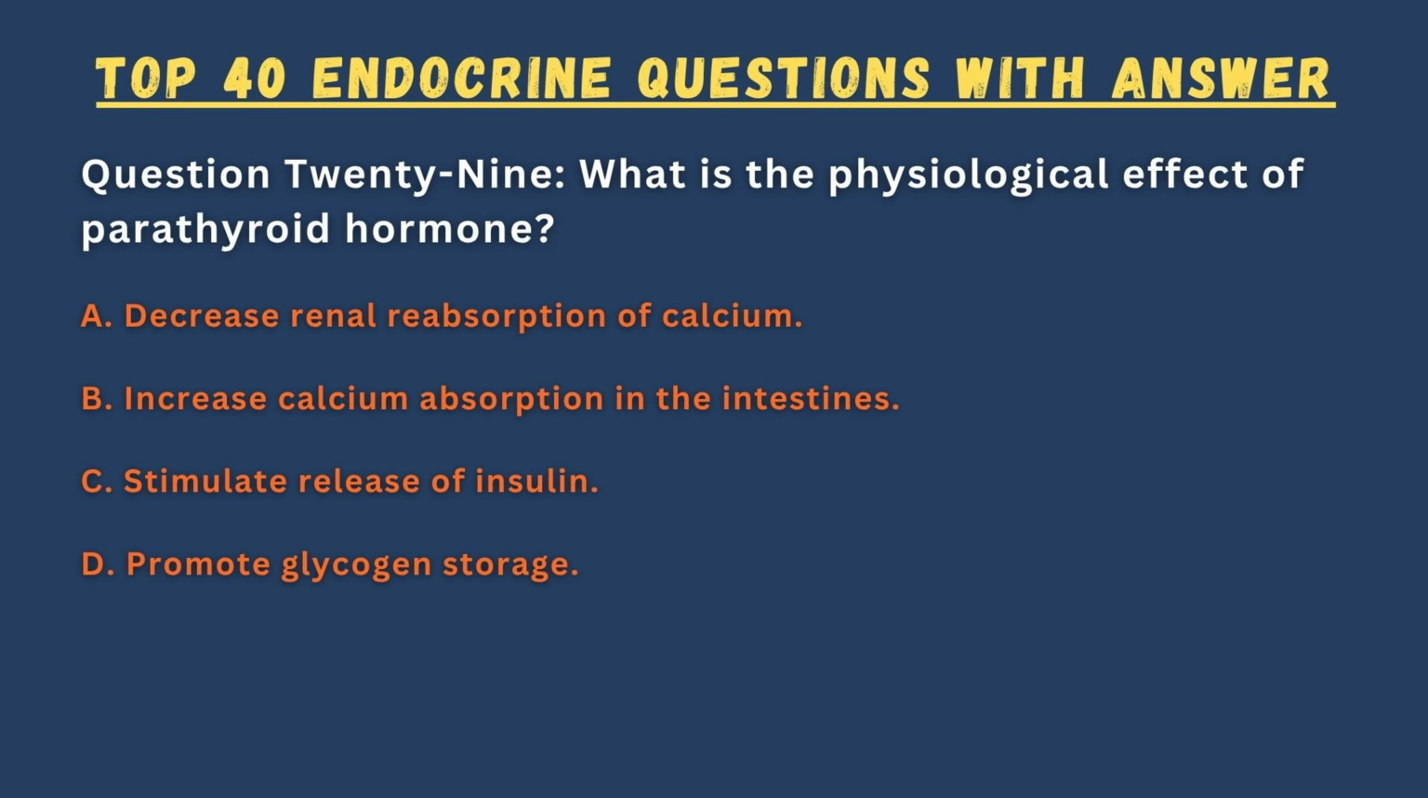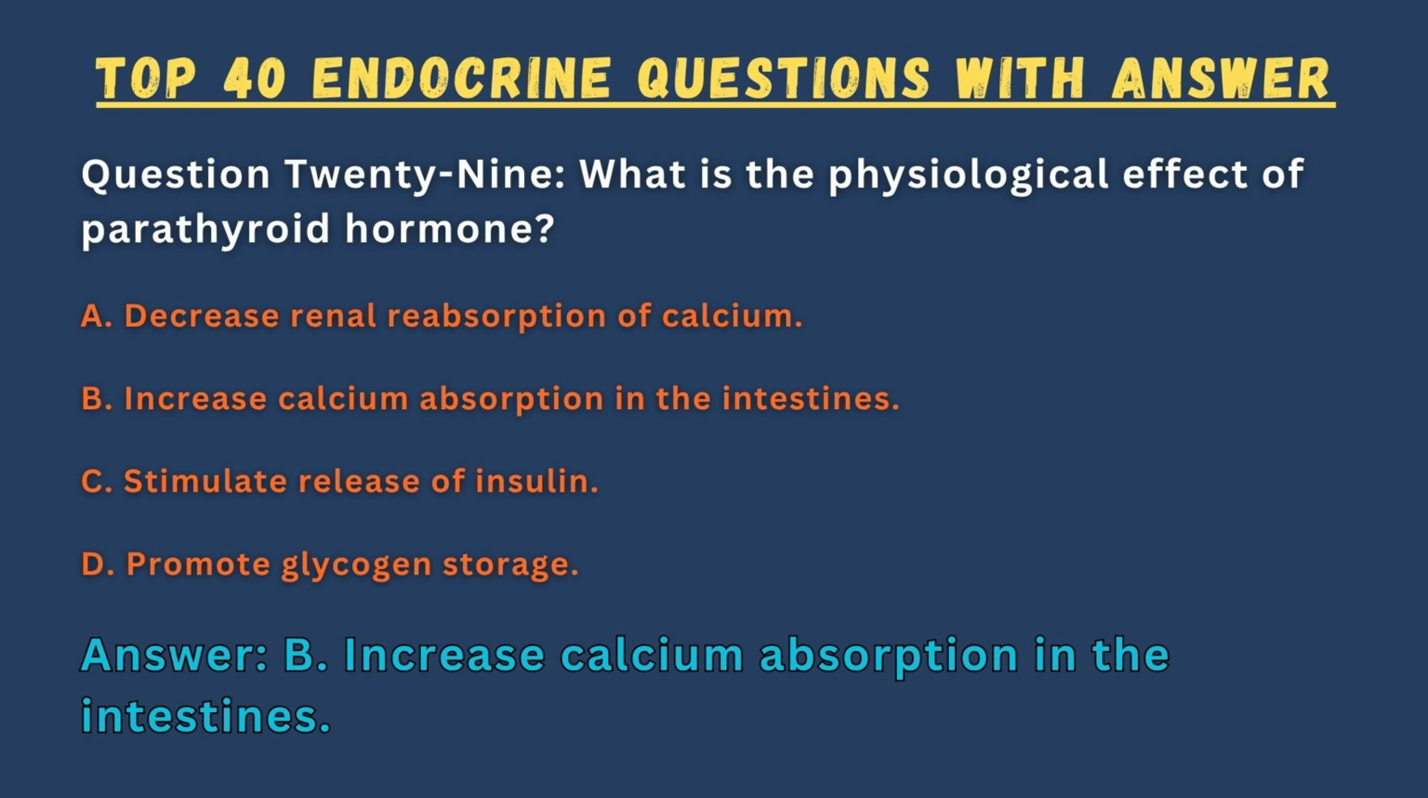What is the physiological effect of parathyroid hormone? A. Decrease renal reabsorption of calcium. B. Increase calcium absorption in the intestines. C. Stimulate release of insulin. D. Promote glycogen storage. Answer: B. Increase calcium absorption in the intestines.